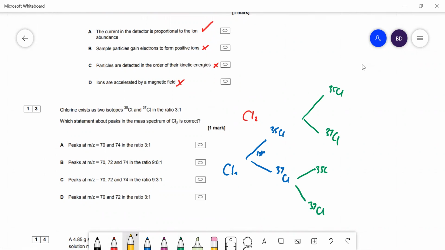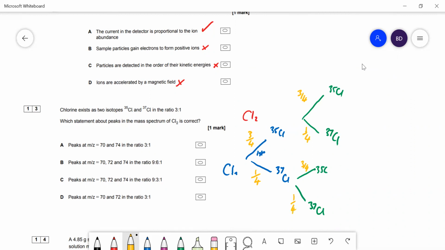Right, so what's the probability of the first one being 35? Well, it's 3:1, so 3/4 is the probability of that. Whereas this one, the probability of being 37 is only 1/4. Let's do the second one. The chance of the second one in a molecule being 35 is also 3/4, and that one's going to be 1/4, and this one's going to be 3/4 and 1/4.